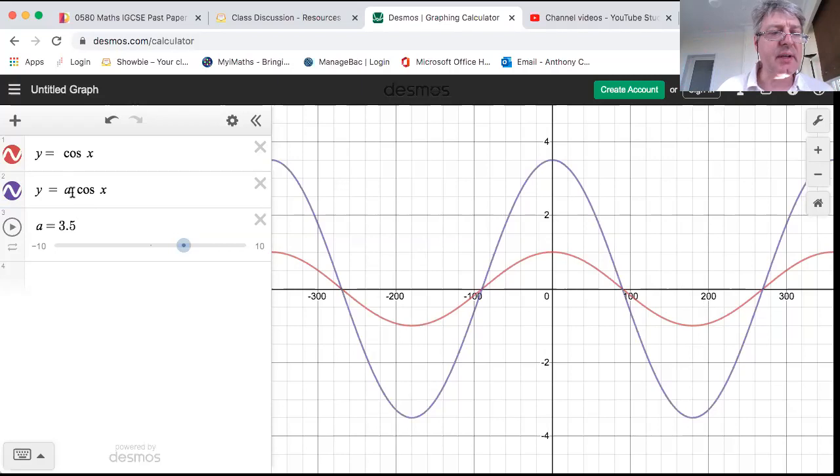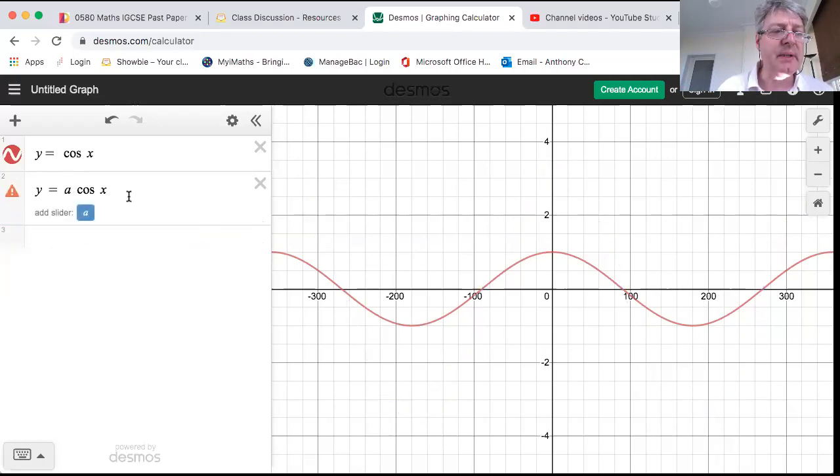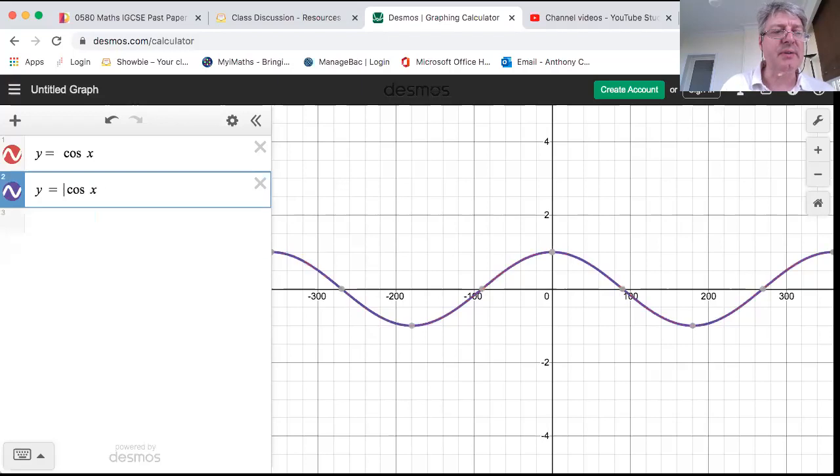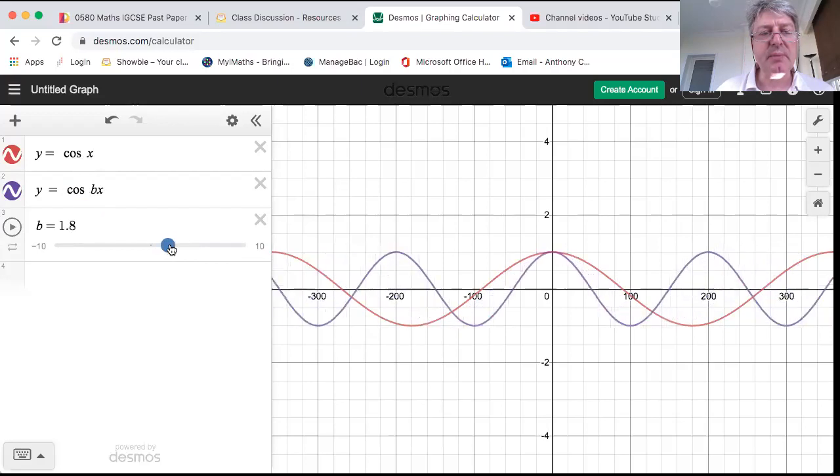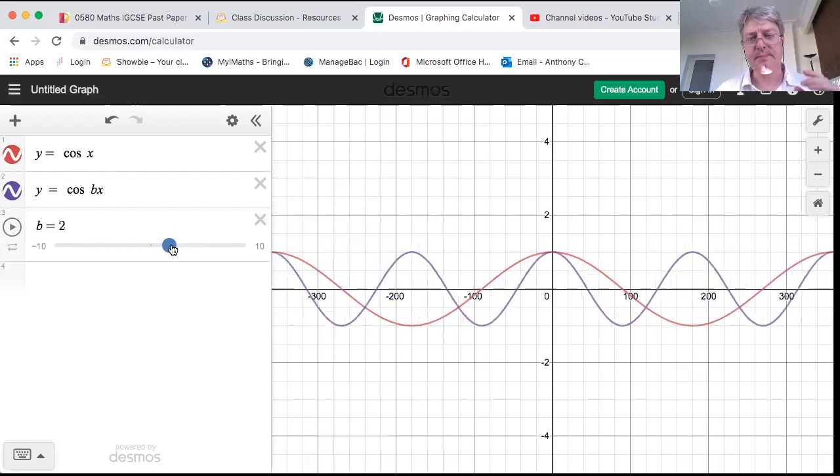Now let's have a think about what might happen if we change this idea and think about how to stretch this curve in the x direction. So we don't want the a at the front now. What we want to do is we want to replace the angle with bx. Now, the original graph, of course, is if b is 1, then 1x just gives you y equals cos x. So these two graphs overlap at the moment. They're both the same. Let's see what happens if we move the slider along and we gradually increase the values again, and we're going to get to the value of 2.